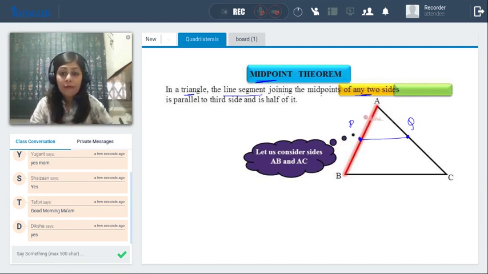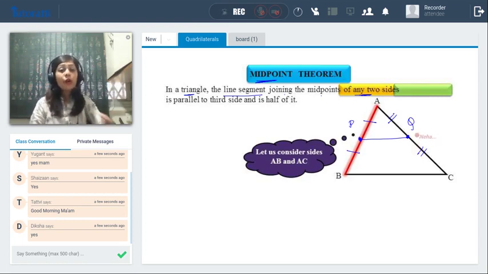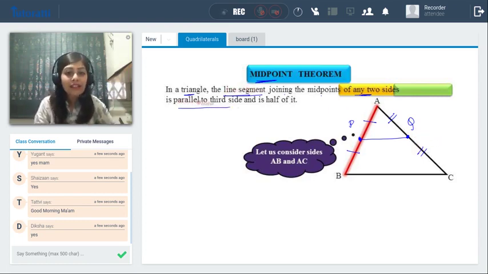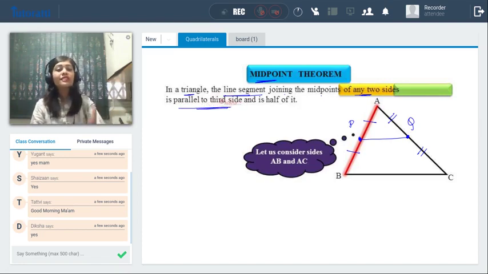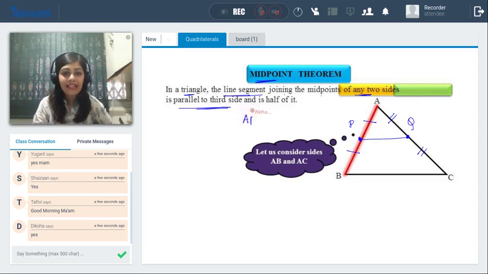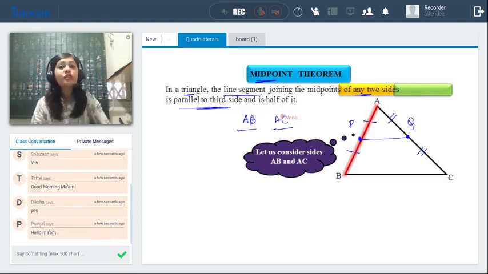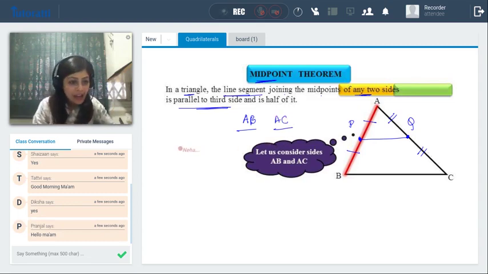Since P is the midpoint of AB, we have AP equal to PB. Since Q is the midpoint of AC, we have AQ equal to QC. All right, now what happens? This line segment is then parallel to the third side. Students, which is the third side we are talking about out here? We have already considered AB and AC, right? We have already considered these two sides. So what is our third side? Yes, the third side we are talking about is side BC.